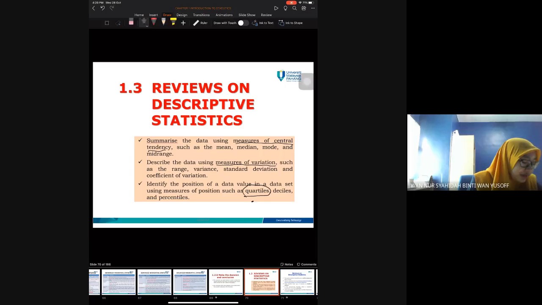And then we have the measure of position. Measure of position gives us the information about the position of your data set. We have quantile, decile, and percentile. But in this course we use quantile a lot. Percentile is used a lot in education to discuss the position of a student based on score, for example.